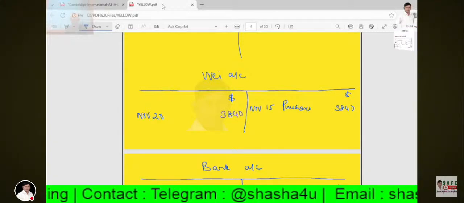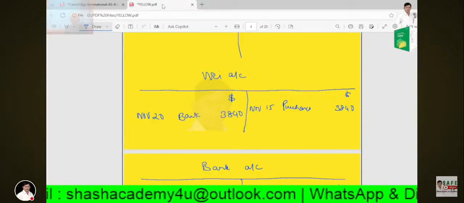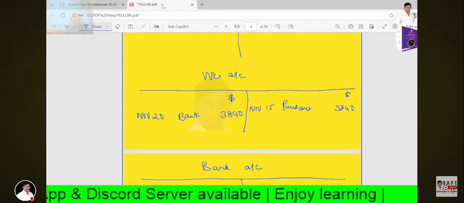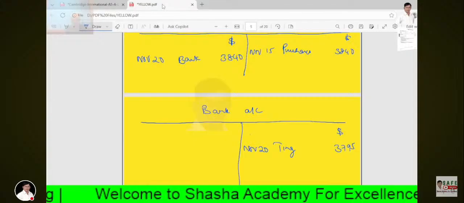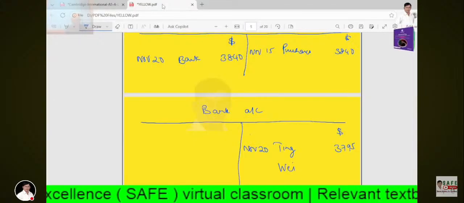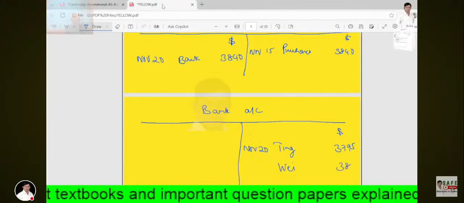So what account will be debited? Bank account will be credited. V account will be debited. Why? Because V is the receiver. When we pay, he receives. So bank account will be credited. Why? Because money is going out. Cash is given away. Money is given away. 3,840.